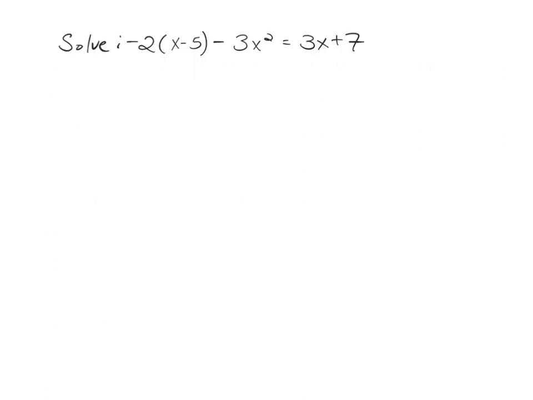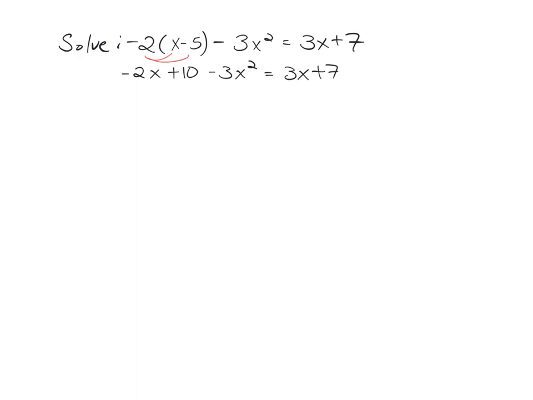All right, for this example, we want to solve this equation. Negative 2 times the quantity x minus 5 minus 3x squared equals 3x plus 7. This is nowhere near being in standard form, so we need to do that first. I'm going to do a distribution here and get this new equation.